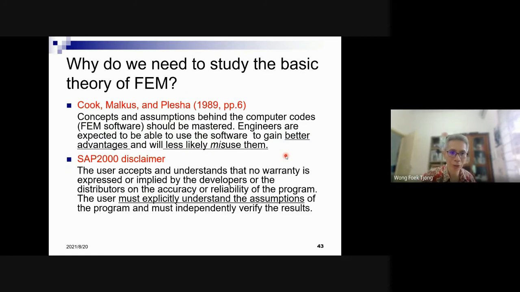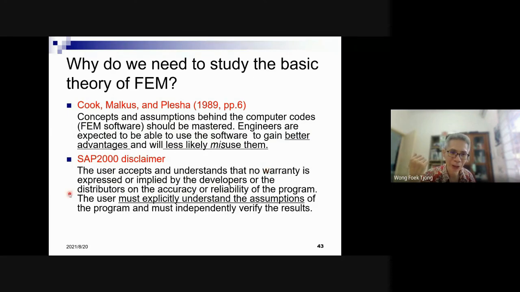Okay, let's now take a look at a popular software that I think you know already, the SAP2000 disclaimer. The user accepts and understands that no warranty is expressed or implied by the developers or the distributors on the accuracy or reliability of the program. This is an important disclaimer, right? The user accepts, understands. No warranty, no warranty.